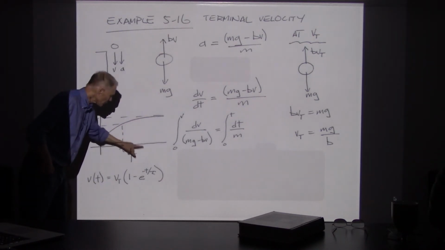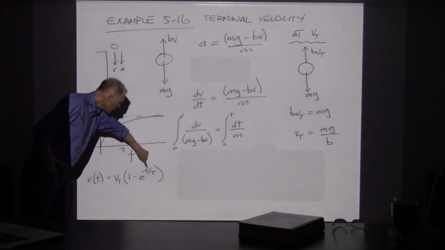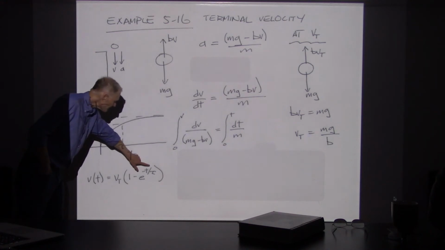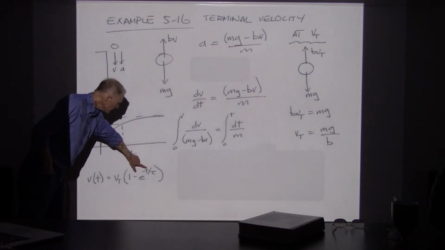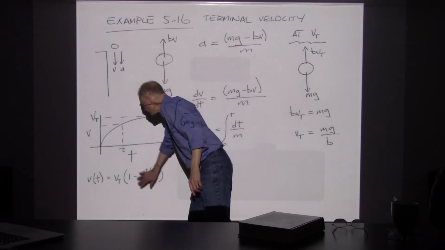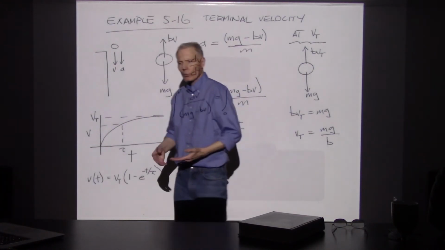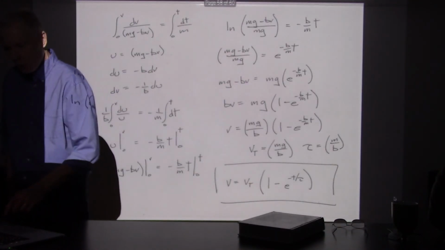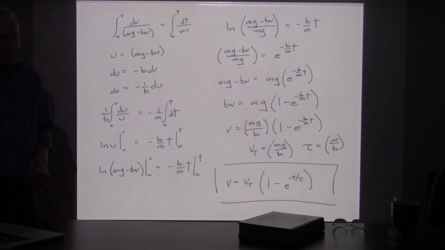Notice in this expression, when t is equal to 0, v is equal to 0. And when t goes to infinity, v is equal to vt. So again, we're going to see this formula show up from time to time, and so it's worth spending a little bit of time looking at it.